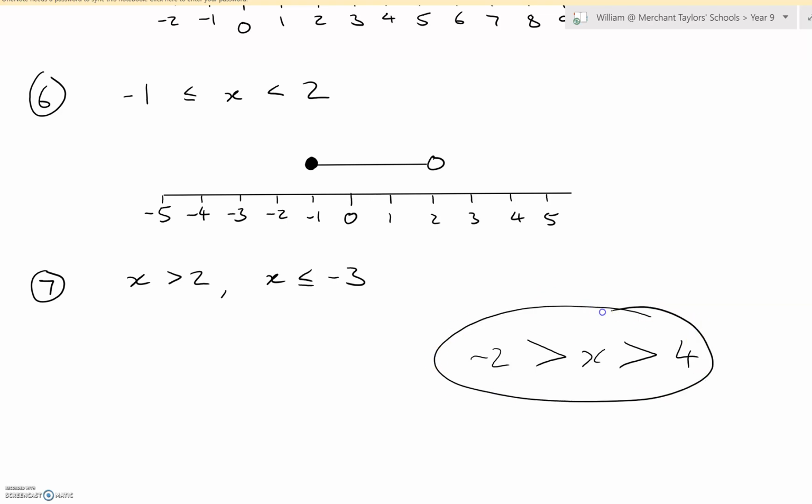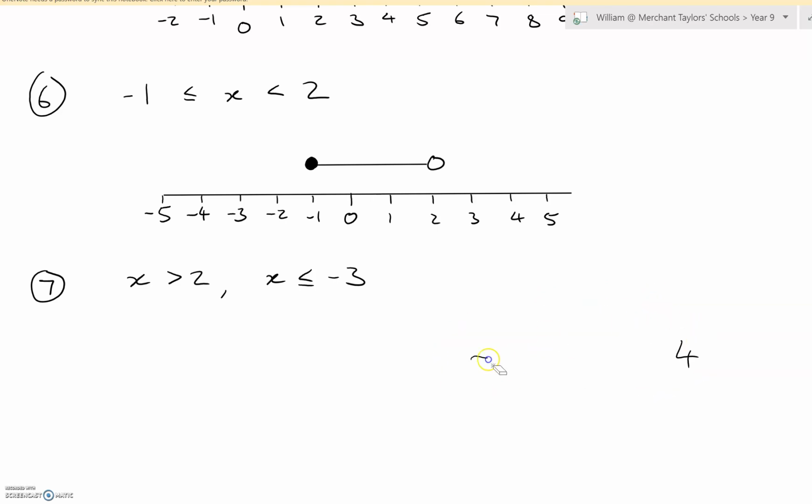But this doesn't really make sense as an inequality. They're always chasing each other, the little crocodile mouths. If they can't chase each other, I can't say x bigger than 2 and less than or equal to -3, because then 2 effectively is less than -3, which is absolute rubbish. So we can't have that. We always put the smaller value on the left, so there's no way we can write this without having it as split.